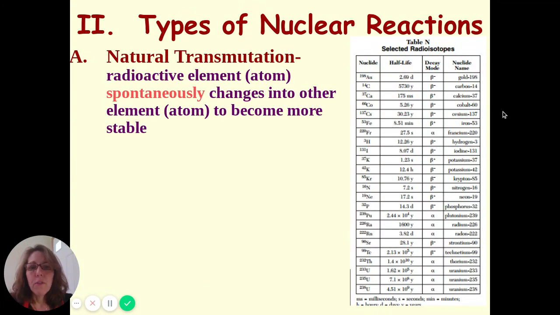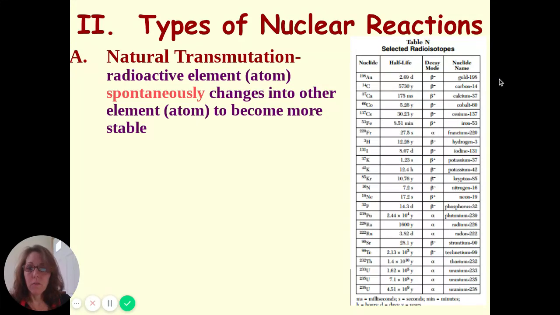There are 4 types of nuclear reactions, just like we had chemical reactions, and we can break them down into different ways. These 4 nuclear ones we can also talk about. It helps us, again, predict what they're going to make if we can identify what type of reaction it is. Natural transmutations are the ones that happen spontaneously. These are the elements that you find on table N. They're going to change from one element into another to make themselves more stable.